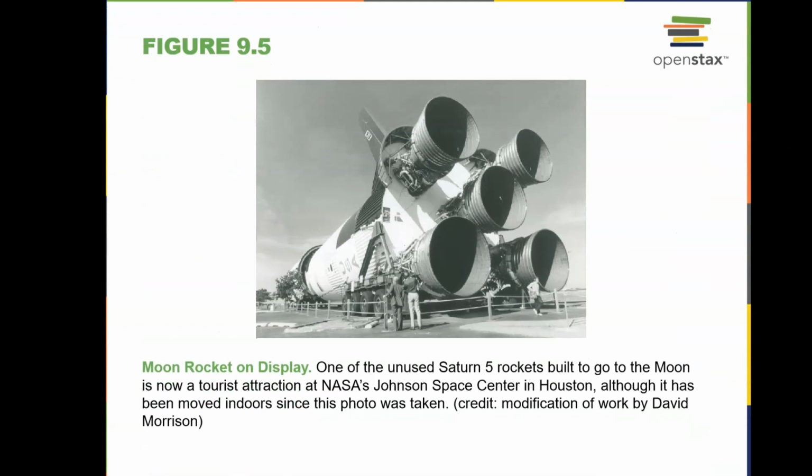Here we can see one of the rockets that was planned to go to the moon. The moon exploration stopped before it was deployed due to economic and political pressures. The US and Russia have no current plans to take us to the moon again, although China does seem likely to try.